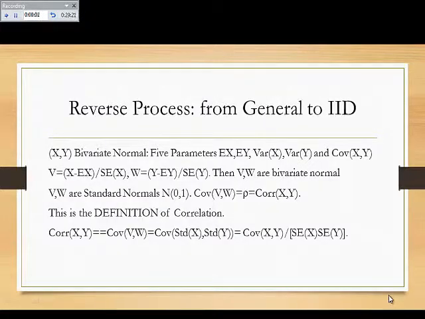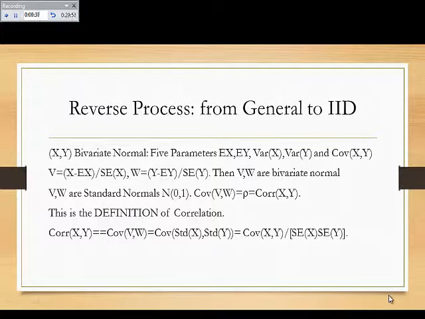Okay, the reverse process is also important. When you have a house, how do you deconstruct it, take it apart? So basically, starting from the general bivariate normal, I want to go back to the two independent standard normals. So we know how to standardize a univariate normal, which means subtracting the mean and dividing by the standard error. But now how do I standardize a general bivariate normal? So now I have 5 parameters. So again, this is a two-step process.